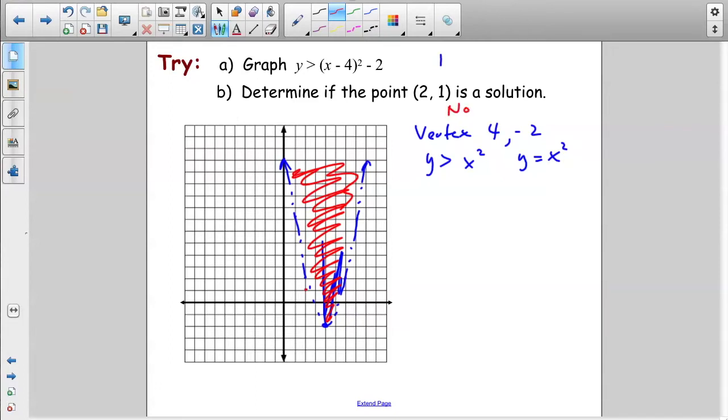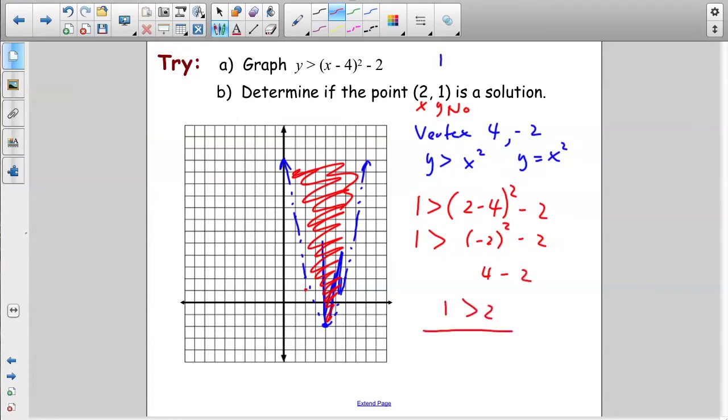Well, we can tell using algebra. Let's go 1, that's your y, that's your x. So 1 is greater than, let's see what this works out to. It's -2. That's 4. That's 2. And 1 is not greater than 2. So it's no.